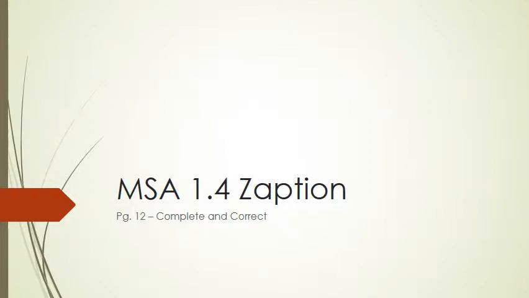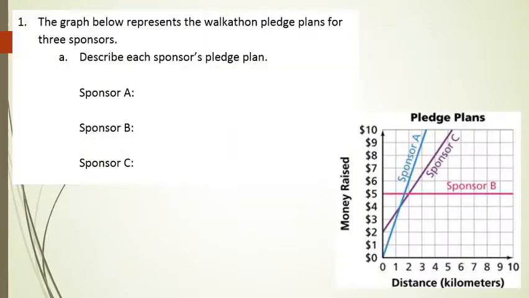For tonight's homework, we're going to continue exploring linear relationships. So make sure you've completed page 12 so you're ready to correct it. The graph below represents the walkathon pledge plans for 3 sponsors. Describe each sponsor's pledge plan.